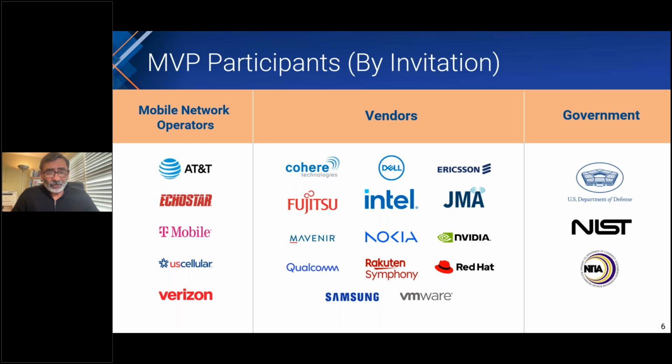So who were the participants? As you can see, we had all the MNOs from the US participating and contributing towards the MVP. In terms of vendors, we had a very broad ecosystem of system vendors participating, spanning radio hardware, radio software, as well as the cloud infrastructure. We also had government entities participating as well. For the most part, they were observing how the MVP was evolving, and when necessary, providing guidance so that we can prioritize activity in terms of the deliverables that were laid out for this initiative.